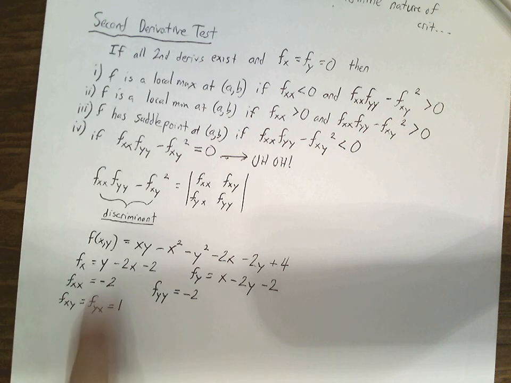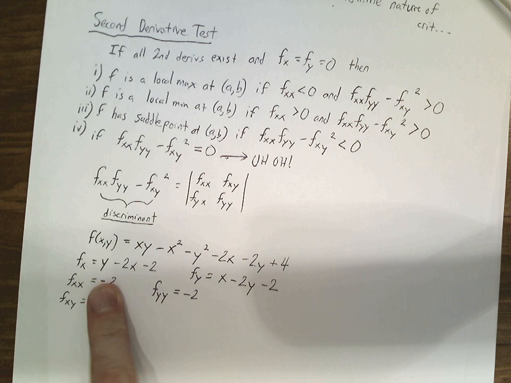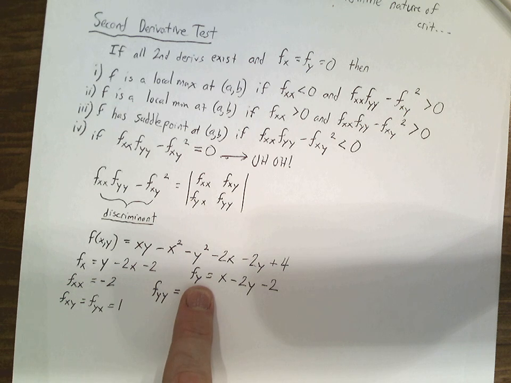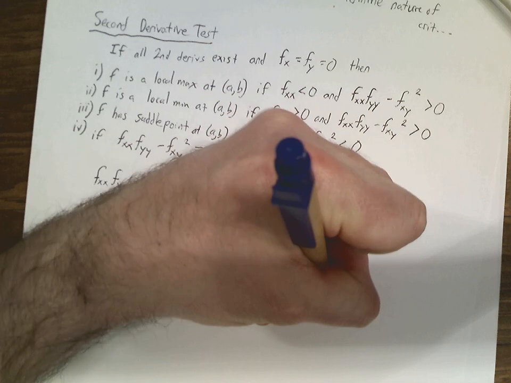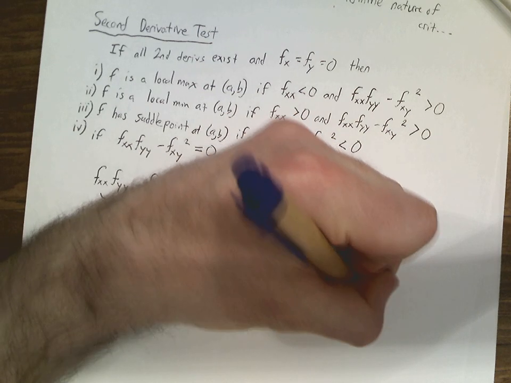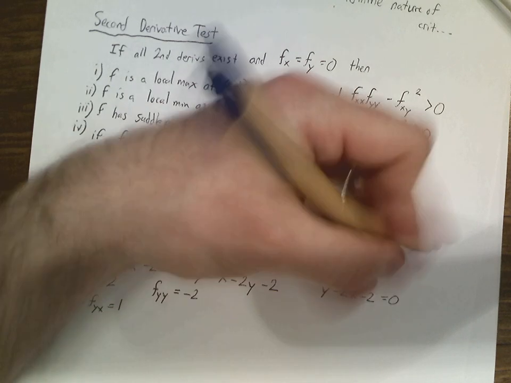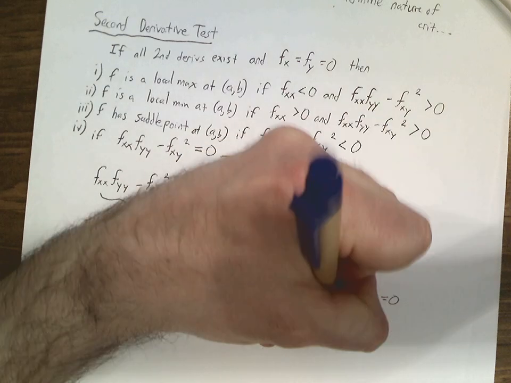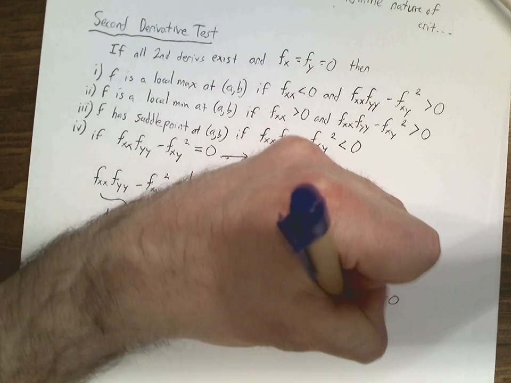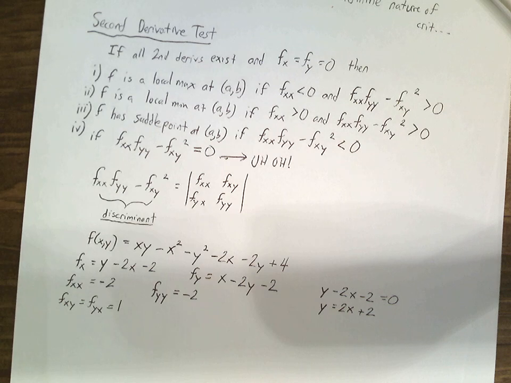First things first, we should set these derivatives equal to 0. We'll need to solve the system of equations to see where this point actually is. So I can get y minus 2x minus 2 equals 0. I get y is equal to 2x plus 2.